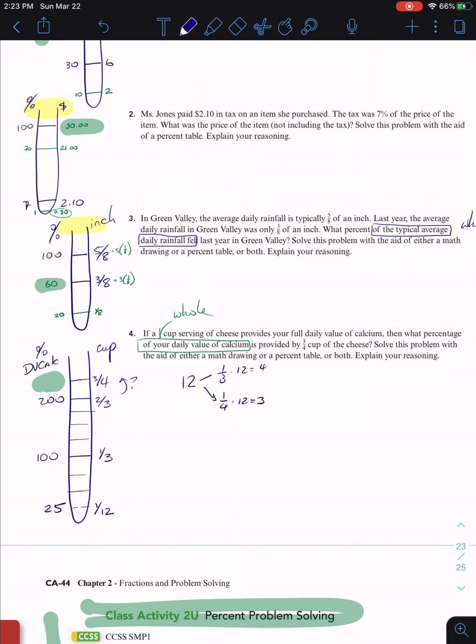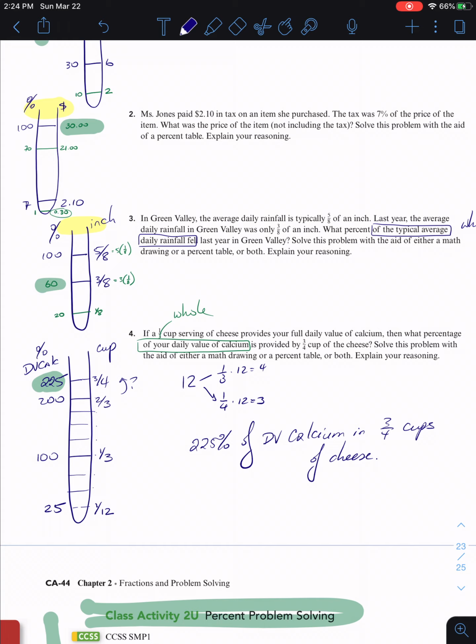So then it makes sense that if we keep going up by 12ths of a cup, we would get to 200 at 2/3. Now, how many more 12ths do we need to get to 3/4? Well, if each of the quarters is 3/12, then 3/4 is actually 9/12. So we have 1, 2, 3, 4, 5, 6, 7, 8, 9. So there's only one extra 1/12 that needs to go in here. So it's actually 225% of the daily value of calcium in 3/4 cups of cheese.